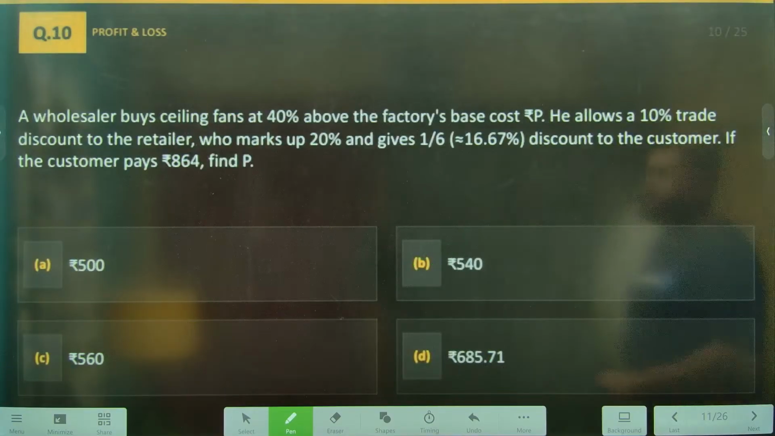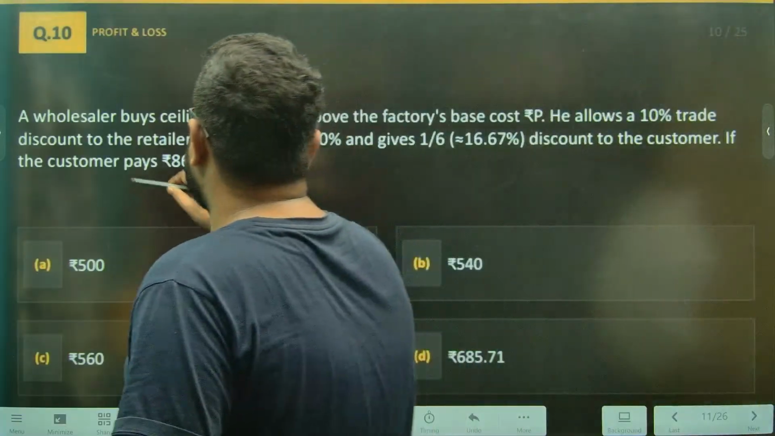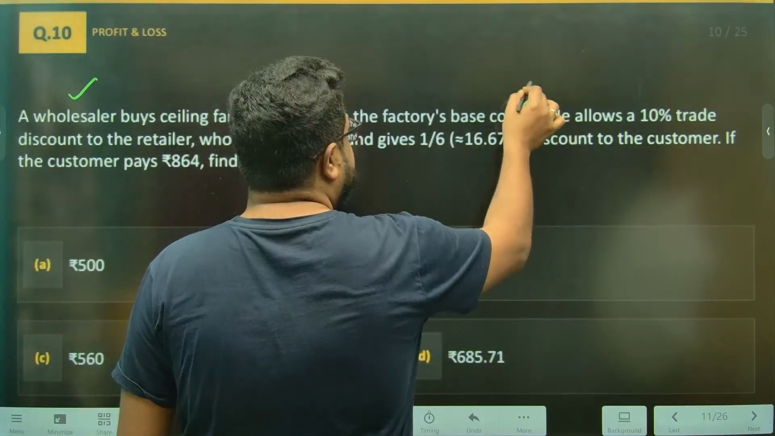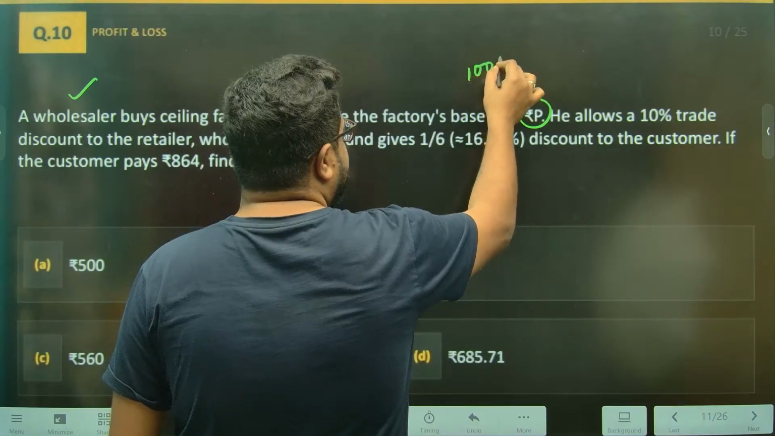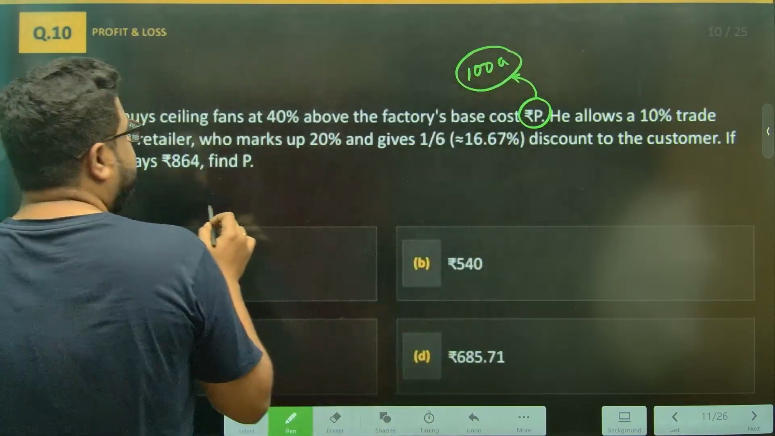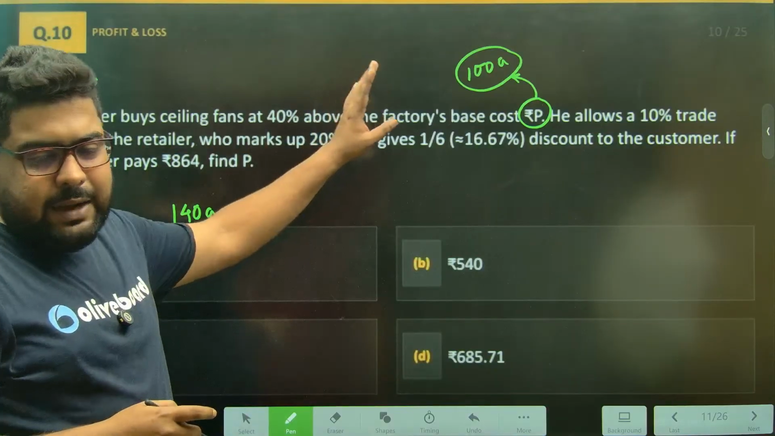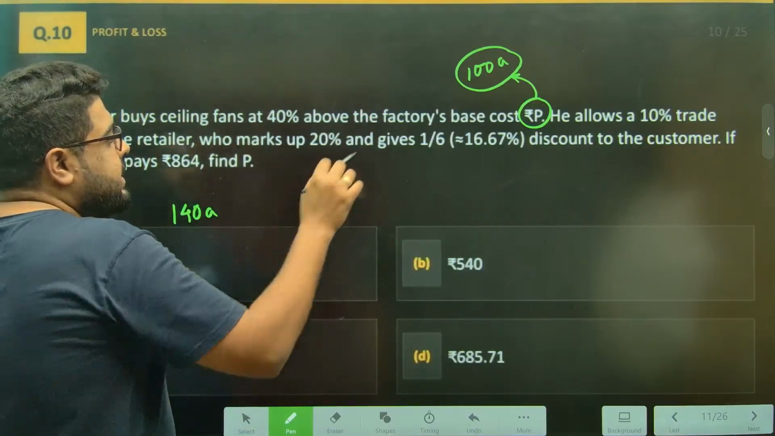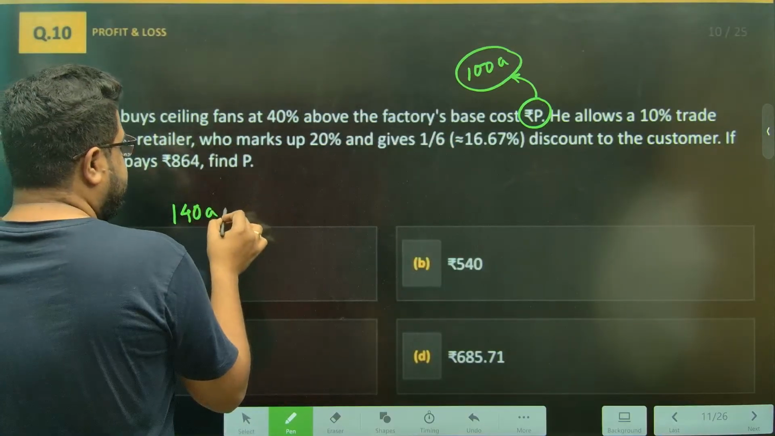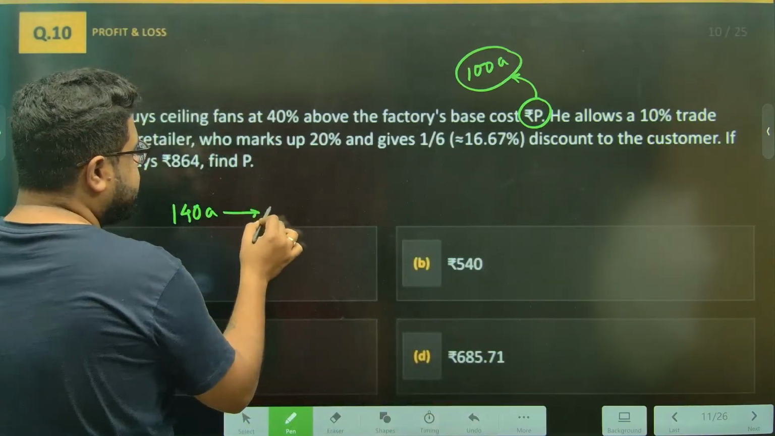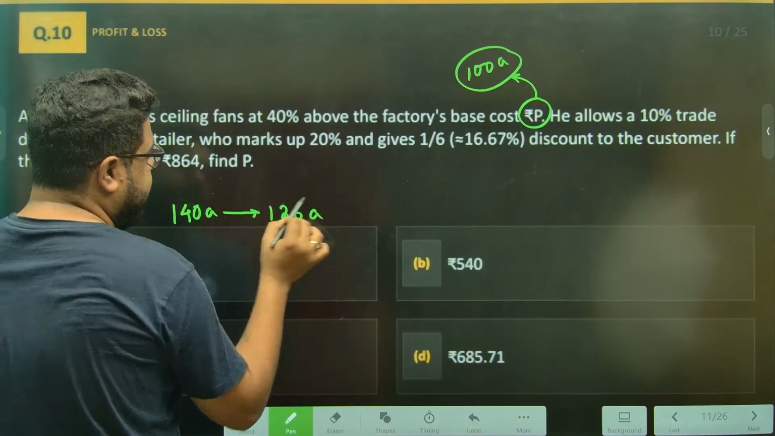Next one. Wholesaler buys a ceiling fan, 40% of this. Base cost, I'll take 100A. 40% above meaning 140. I'll not take P, it will complicate my calculation. Last I will take C. 10% discount on the retailer. So 10% discount meaning 14 rupees discount. So SP is 126A.